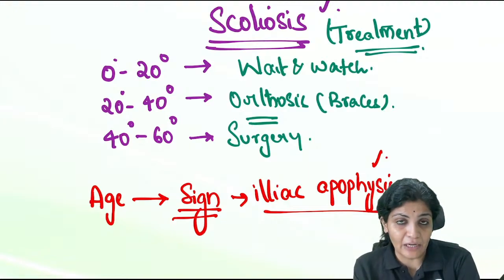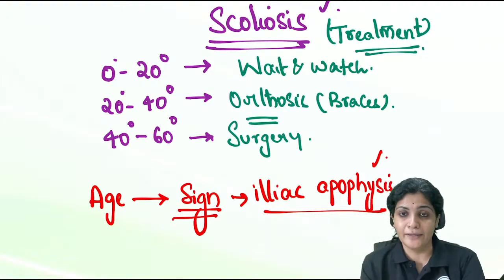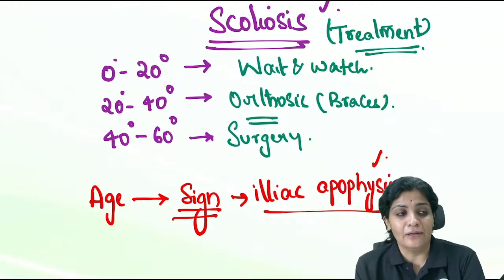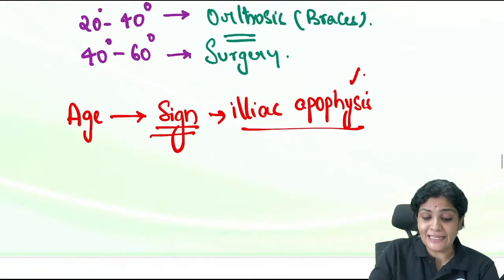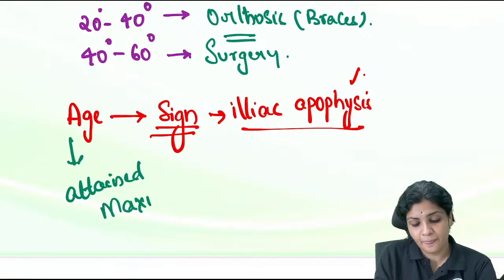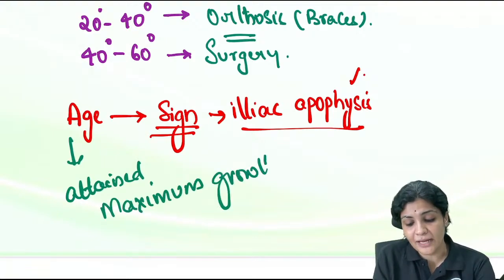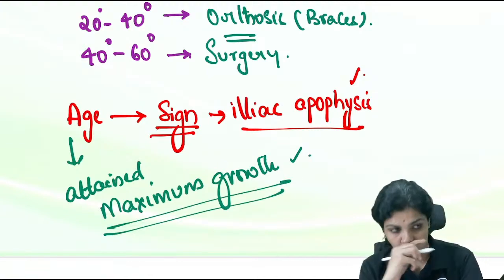And here I have given a clue that we are going to use the iliac apophysis to understand the sign. There is one sign which will tell you whether the patient has attained maximum growth. Why do you want to know the growth? Because you know that this curve will stop when the patient attains maximum growth.